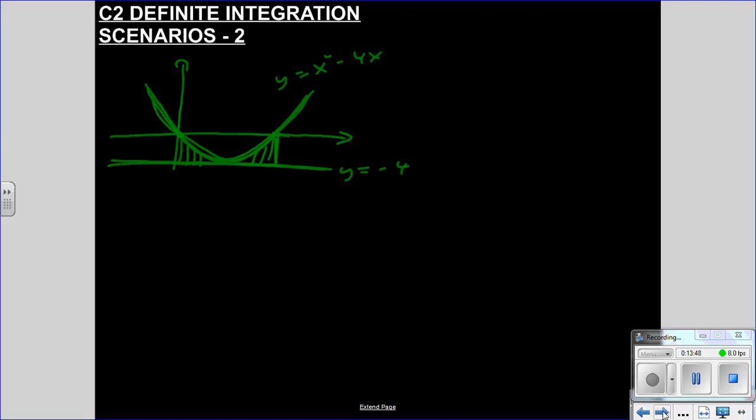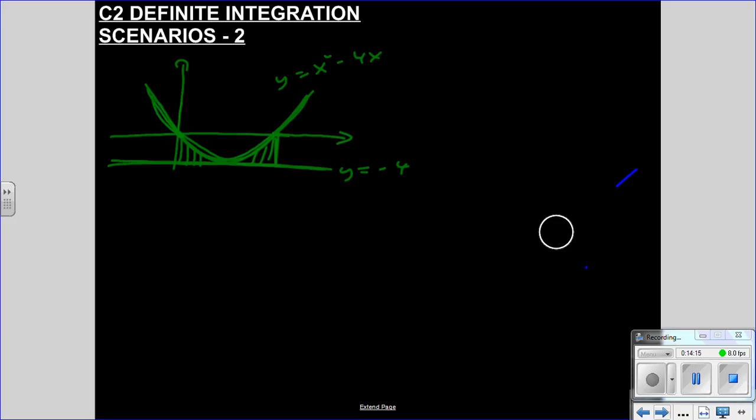So scenario 1, if you had any kind of problem where it was like that, for example, a need to find shaded region, you would need to split this up into 3 different sections. Area 1, Area 2, Area 3, and Area 2, you would have to mod the whole thing to show that you are considering that it's positive area. Okay?